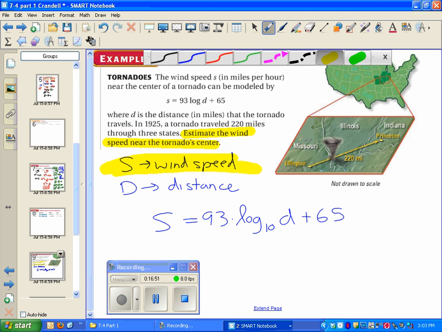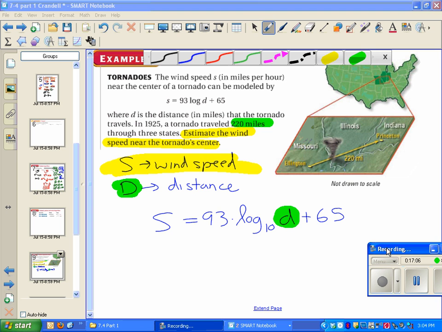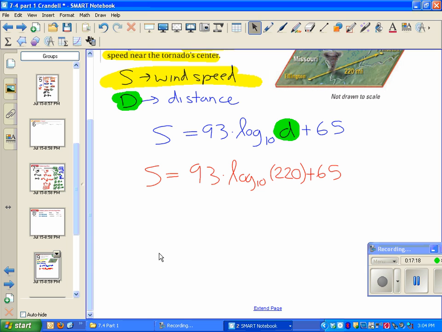All right, so what do we have? It traveled 220 miles, so that part is D. So I'm going to replace this D with 220 miles, and then we're going to solve for S. So we have S equals 93 times log base 10 of 220 miles plus 65. Order of operations: we're going to do this part first, then multiply by 93 and add 65. So go ahead and do that by yourself.